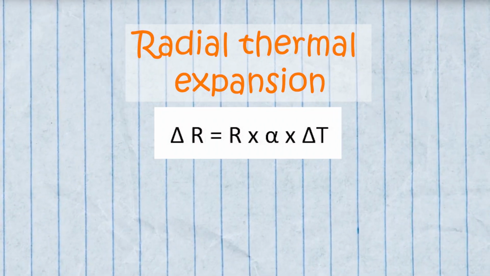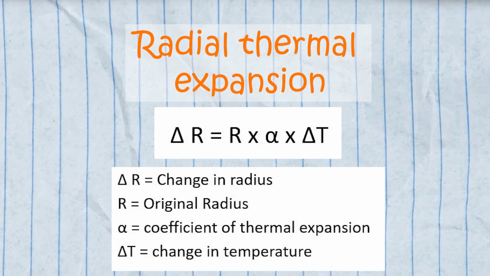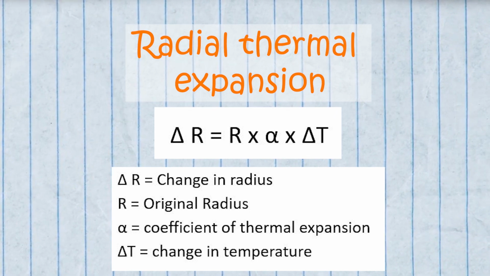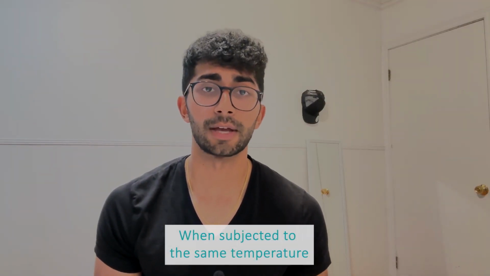in temperature. You could also have another formula: delta R equals R times alpha times delta T, where delta R equals the change in radius of a circle, and R equals the original radius of a circle. Now remember, metals tend to expand more than plastic simply because metals tend to have a higher coefficient of thermal expansion.